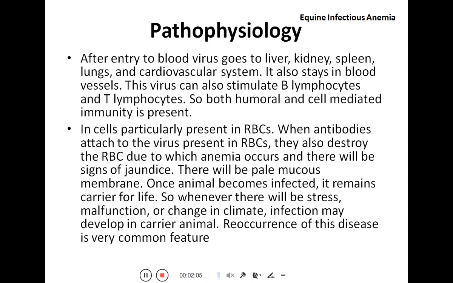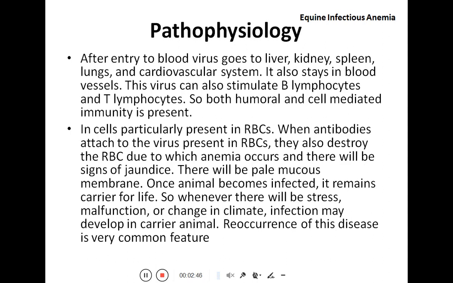Coming toward the pathophysiology of this disease, after entering the blood, the virus goes to the liver, kidney, spleen, lungs, and cardiovascular system. It also stays in blood vessels. This virus can also stimulate B lymphocytes and T lymphocytes, so both humoral and cell-mediated immunity are present. In cells, particularly when it is present in RBCs, when antibodies attach to the virus present in the RBCs, they also destroy the RBC, due to which anemia occurs, and there will be signs of jaundice. There will be pale mucous membranes.